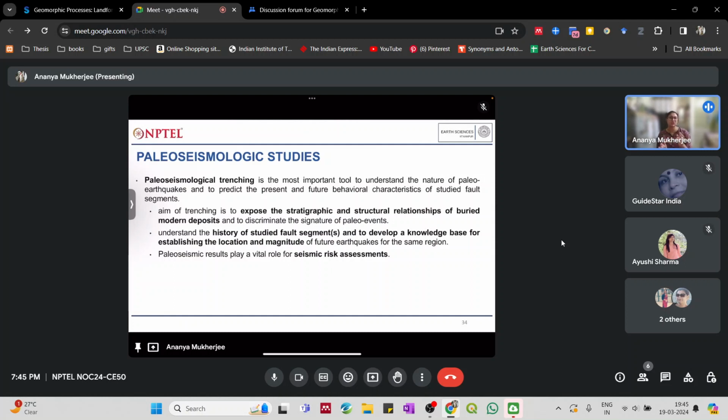Okay, so trenching is actually, they dig out one kind of a rectangular portion. Okay, so mostly this is carried out in areas which have compacted but not consolidated sediment, where you can find the different layerings as well as the displacement between the layers, and this is useful in active fault studies. Okay, so the trenching actually exposes the stratigraphic and structural relationship of buried modern deposits.